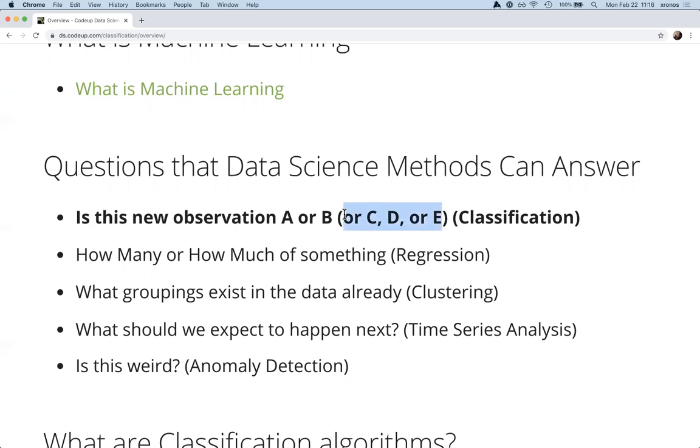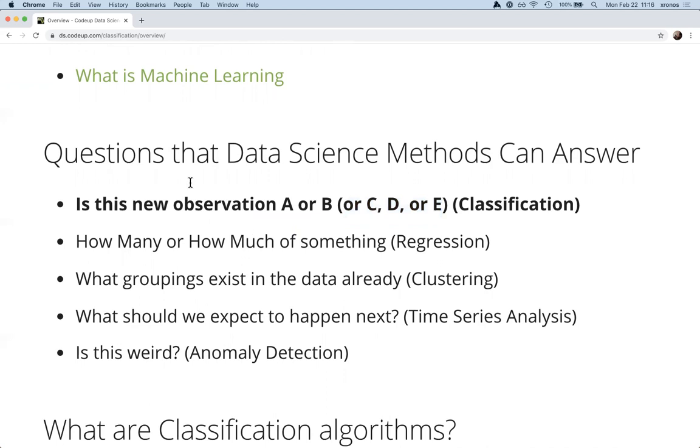In the case of something like handwriting recognition, we would have as many outcomes as we have handwritten characters, right? So these questions will help us frame things, and I encourage you all to put these on a note card or write these 5 different questions down, because they're really boiling down an awful lot of machine learning and data science into 5 questions.